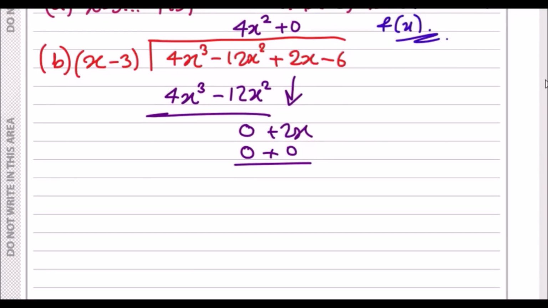Now we subtract this and you're left with 2x. Drop the minus 6 down, so you've got 2x minus 6. Now once again, we ask ourselves, how many times does x go into 2x? Well, it goes exactly twice.